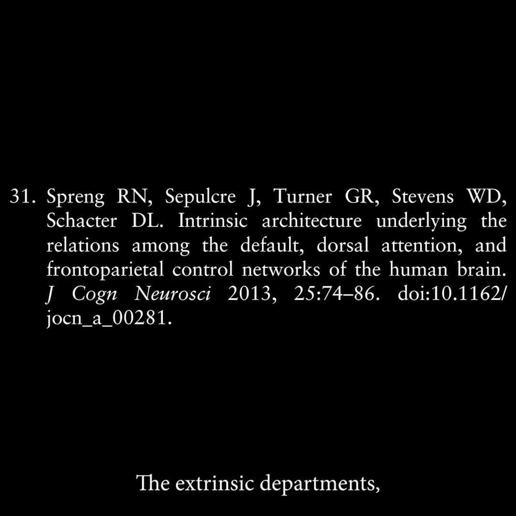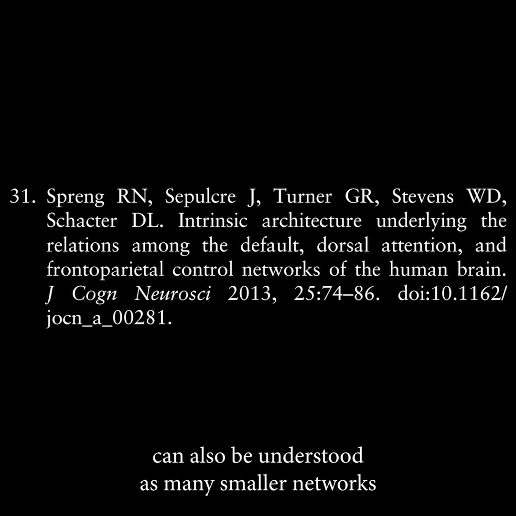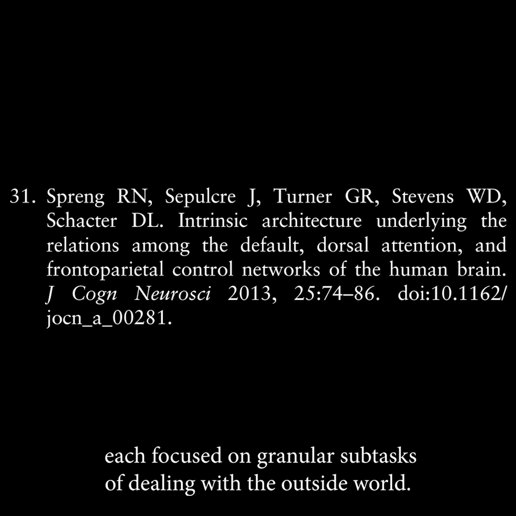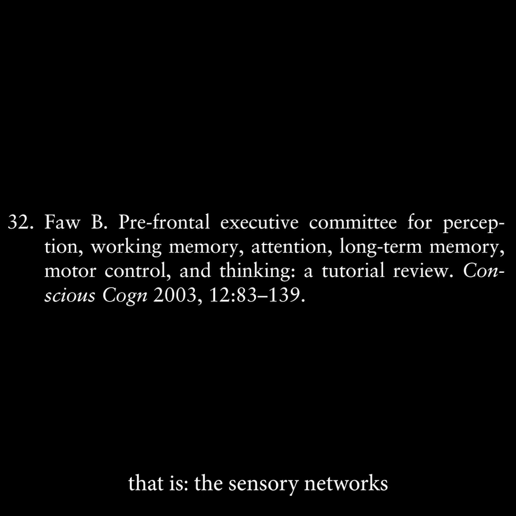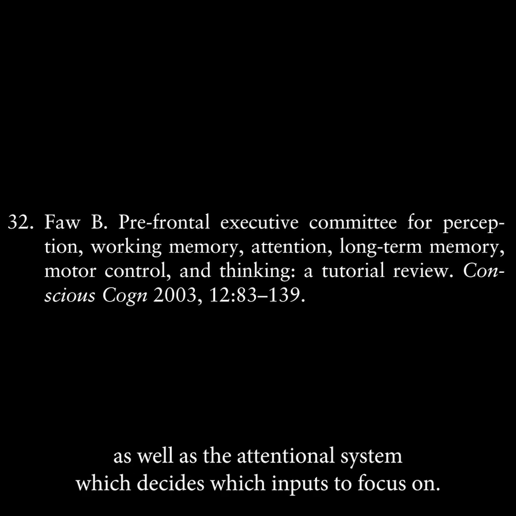The extrinsic network. The extrinsic departments, albeit highly internetworked, can also be understood as many smaller networks, each focused on granular subtasks of dealing with the outside world. For example, the extrinsic departments include all the system inputs, that is, the sensory networks, as well as the attentional system, which decides which inputs to focus on. It also includes the system outputs, that is, speech and motor systems. For ease of discussion, this article will refer to the sum of all these departments as the extrinsic network.